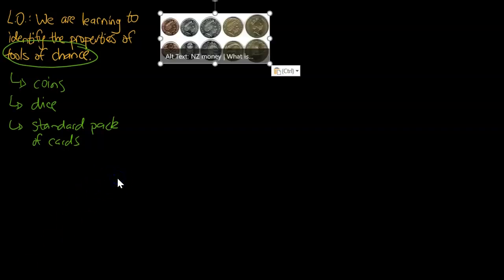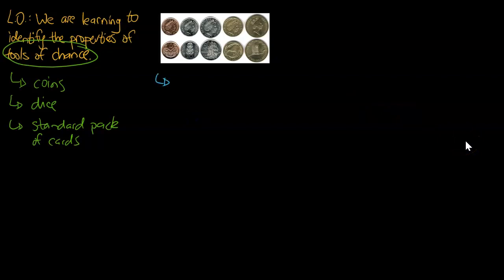So the first tool of chance that we're going to look at, I've just copied and pasted into our screen, is coins. And up here I've got all the New Zealand coins, and we know when you're dealing with coins that there's always going to be two outcomes. So when you're trying to decide between two things, you're normally going to use coins, and the two outcomes can either be heads or tails. And these ones are really commonly used in sports games, normally to decide which team starts with the ball or which team gets to pick what side of the field they want to have a look at.